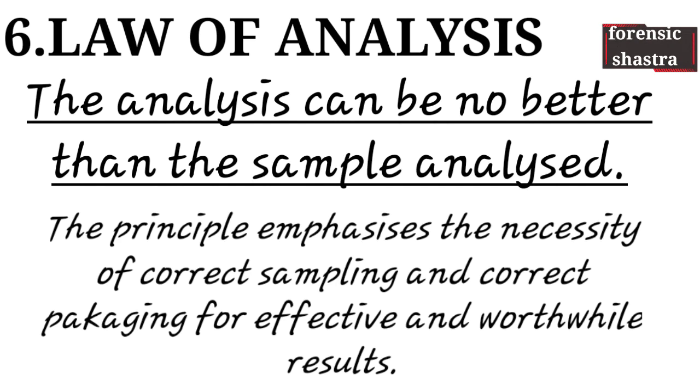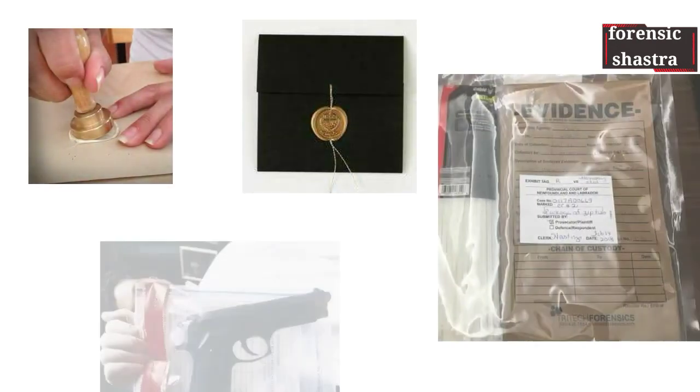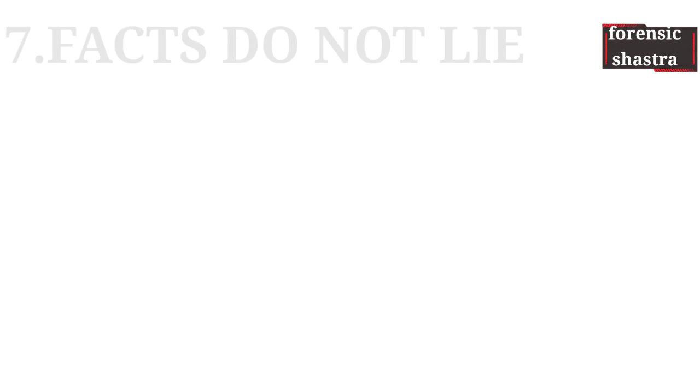Number 6. Law of analysis. The law of analysis asserts that the analysis can be no better than the sample analyzed. It emphasizes on the correct handling of the evidences for effective results. Here we can see that all the evidences are properly packaged, sealed, and kept with utmost care so that they do not get destroyed.